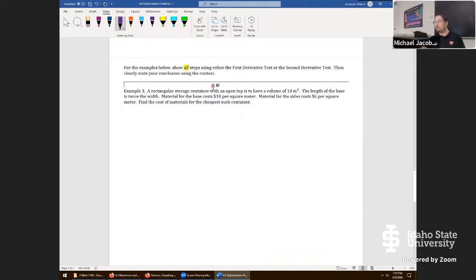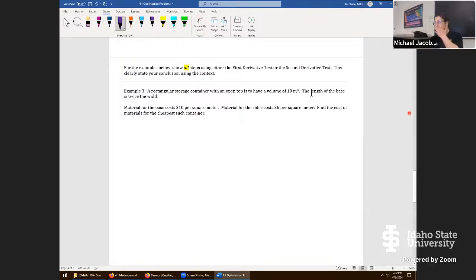So here's what's going on in this problem. We have a rectangular storage container with an open top, and we're trying to produce it to have a specification of 10 meters cubed. Who knows what we're putting in there? Maybe it's a refrigerator. Nothing weird's going on. They tell us the length of the base is twice the width. So that's a stipulation in the product being made. Let's do a page break here.